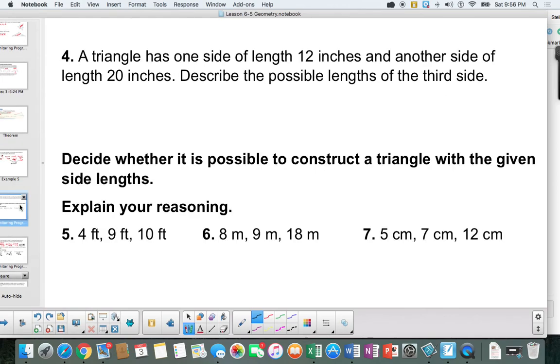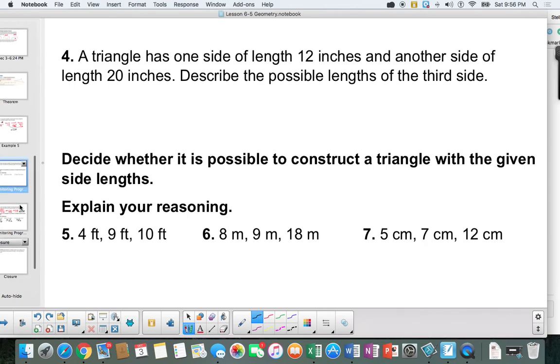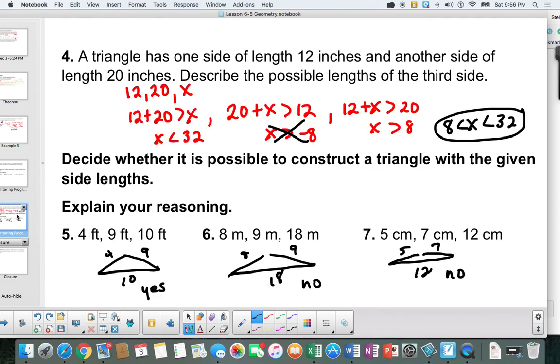Okay, now it's your turn to try to figure this out. Go ahead and do 4 and 5, stop the screencast, and then resume once you have your answers. And here are the answers.